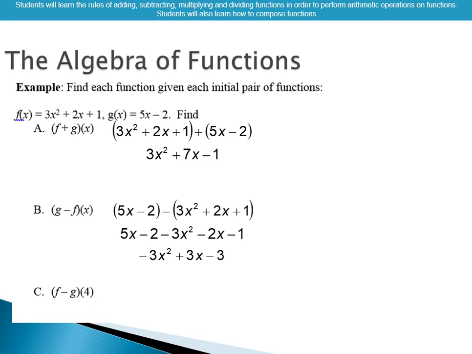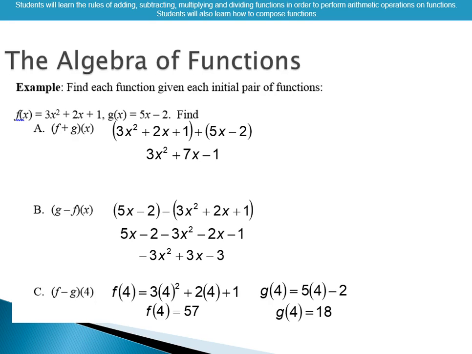Then the last question says f minus g of 4. So we could do this a couple of ways. The first way is to figure out what f of 4 is. So I plug in 4. So 3 times 4 squared plus 2 times 4 plus 1 is 57. Then I find g of 4. 5 times 4 minus 2 is 18. And I want to do f minus g. So I'm going to do 57 minus 18, which is 39.